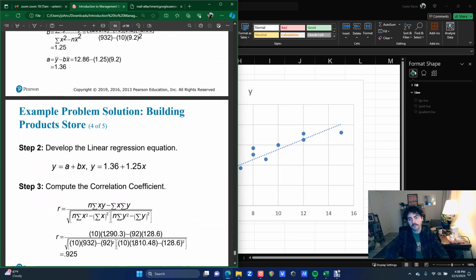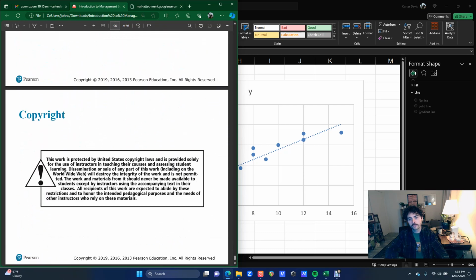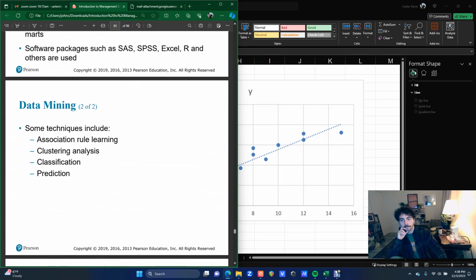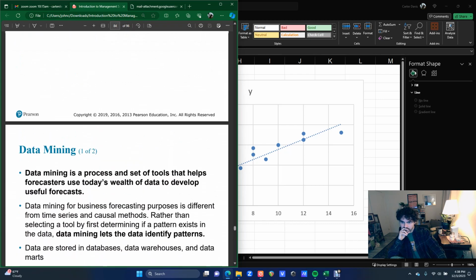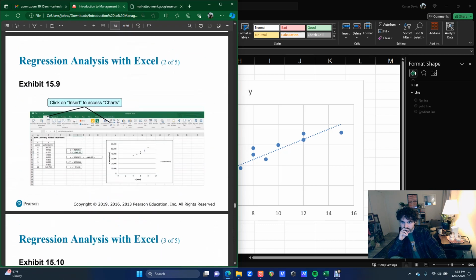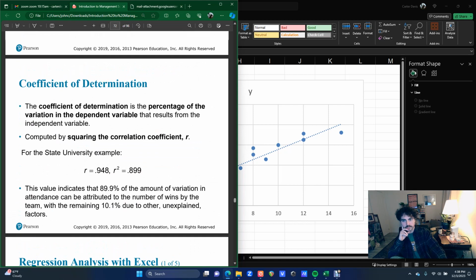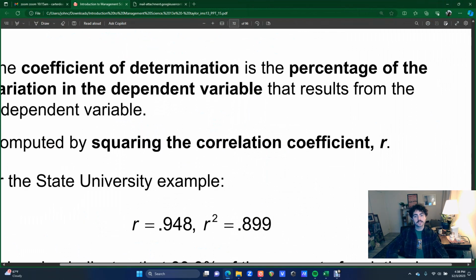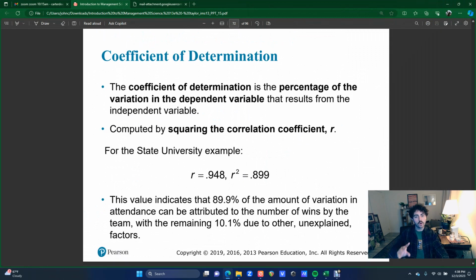I thought they had it on here. I think it's back up a little bit. Hold up. Let me find it. There it is. Coefficient of determination. So we just talked about these things, but this is the name for r squared. So r squared is the coefficient of determination.